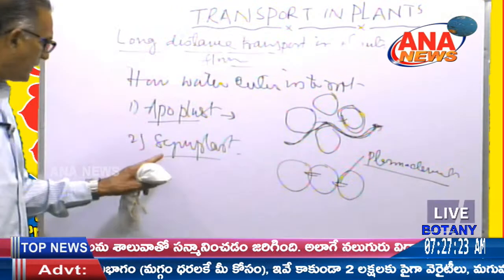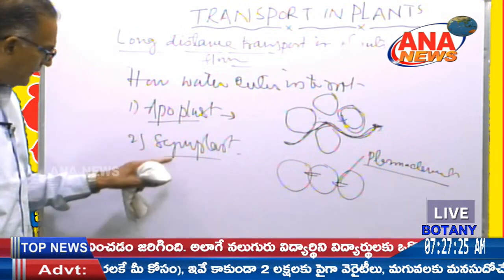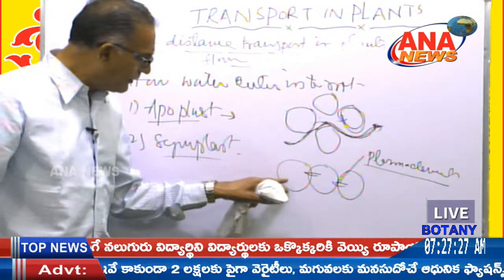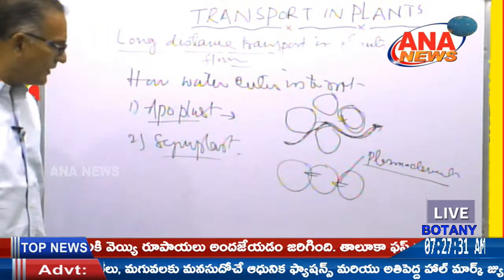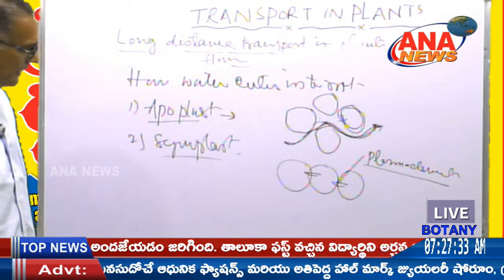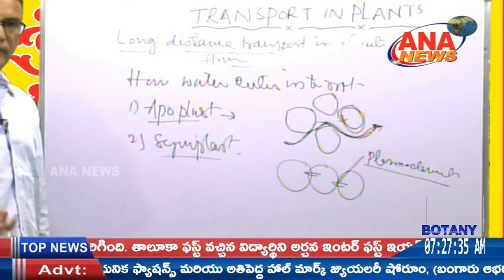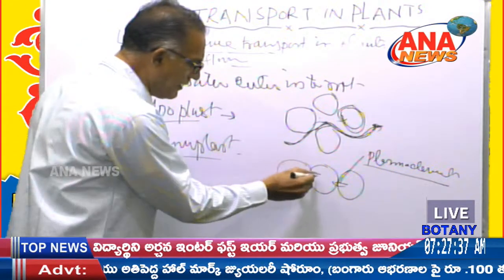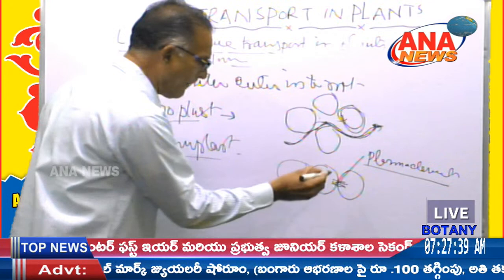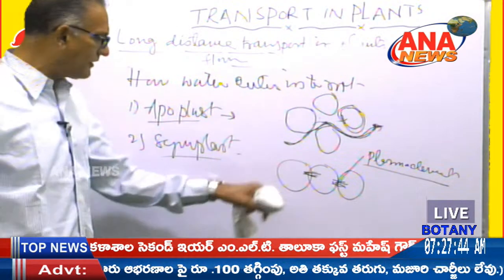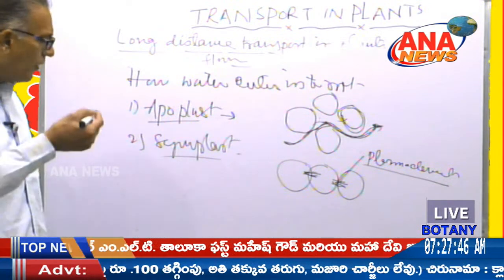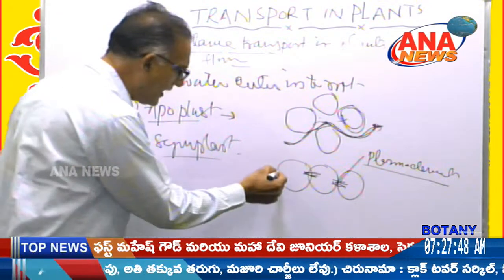In the symplastic system, the cells are connected with the cytoplasmic strands. The neighboring cells are connected with the plasmodesmata. In the symplast system, the water passes through the cells, across the cells or membrane.